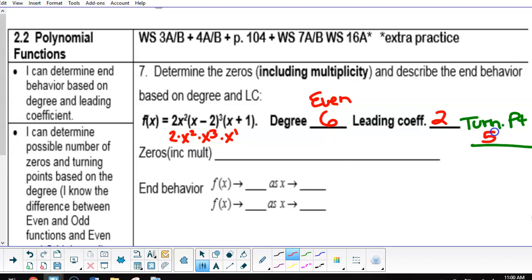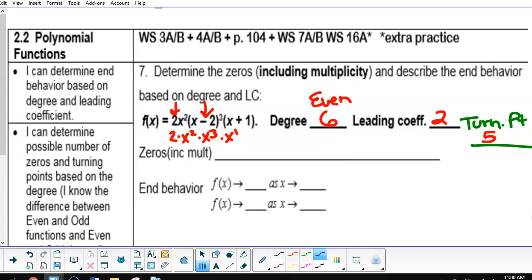Yes, I don't think it's this question that asks that, but because the degree is 6, the turning points is 1 less than that. Okay. What are the zeros, including their multiplicity? Somebody's going to write down 2. Is 2 a 0? This 2 is not, but there is a 2 that's a 0 here, right?